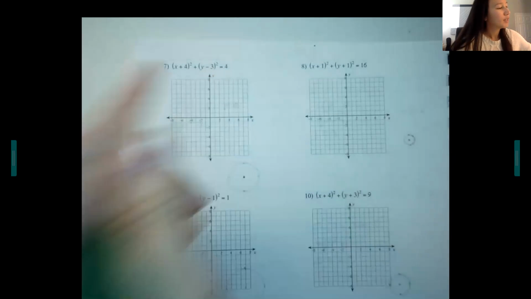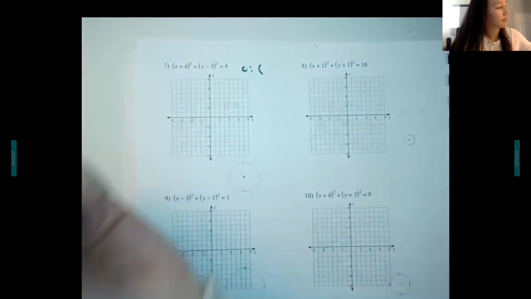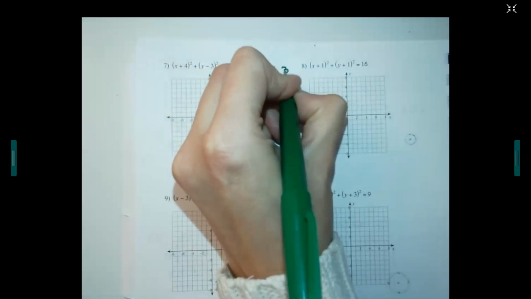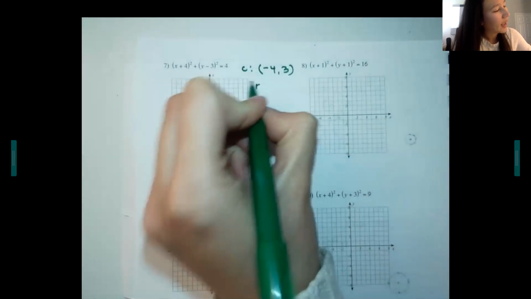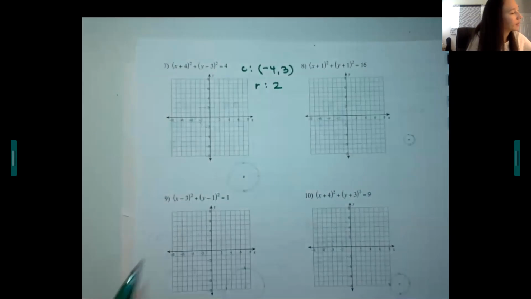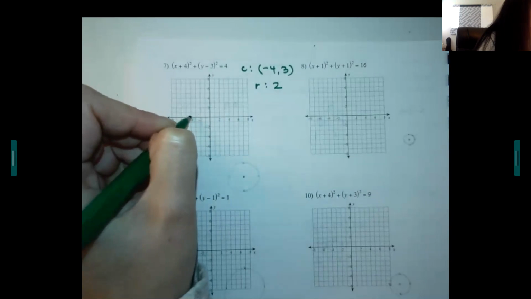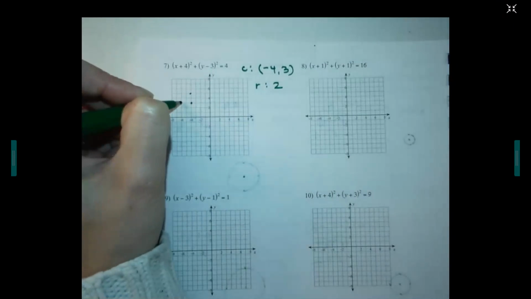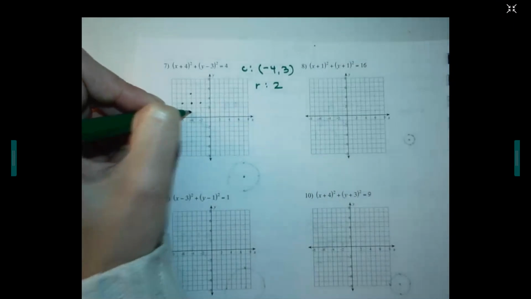Okay. So for number 7, what'd you get for your center? -4, 3. Very good. And your radius? 2. Good. So we go to -4, 3. And then we go up 2, left 2, right 2, and down 2.